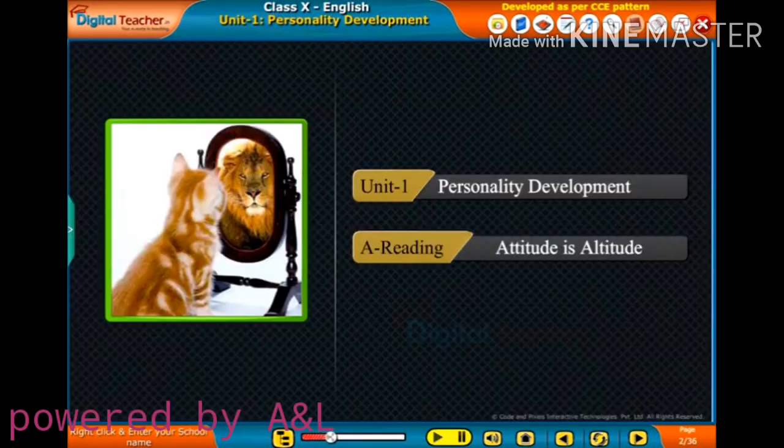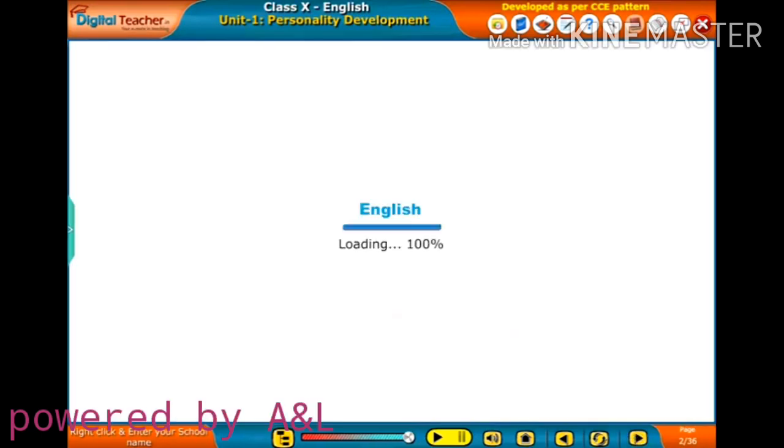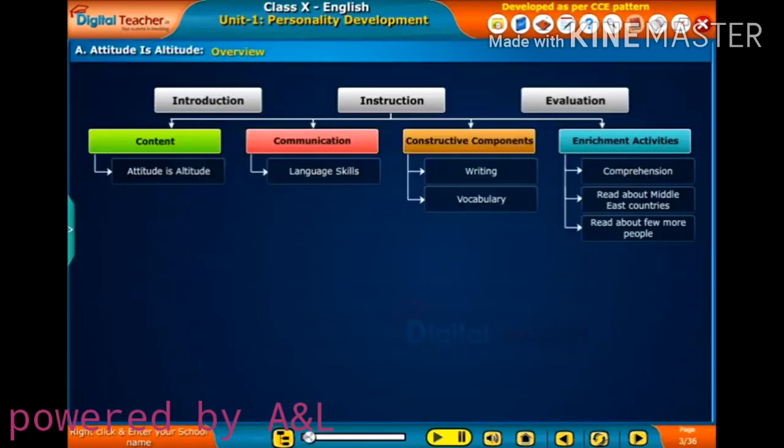Welcome to the reading section Attitude is altitude of the unit Personality Development. Overview. Let us have a look at the overview. The overview slide consists of 3 sections, namely Introduction, Instruction, and Evaluation.